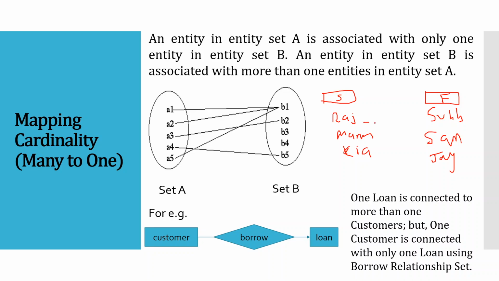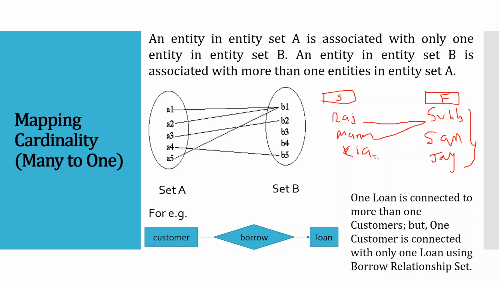So let us say Raj is connected to Shubh, Man is also connected to Shubh, Kia is also connected to Shubh. Similarly, let us say Man is connected to Sam, then this is okay. But if I say that Kia is also connected to Sam, then this is wrong, because we cannot have more than one on this particular side, that is the right hand side. So many students connected to one and only one faculty, right?